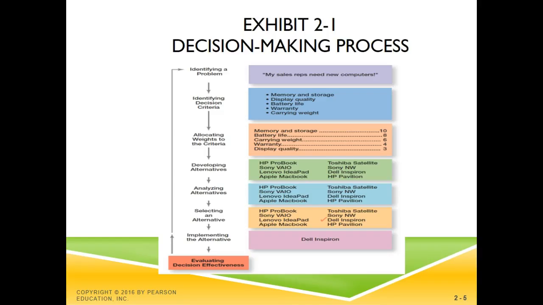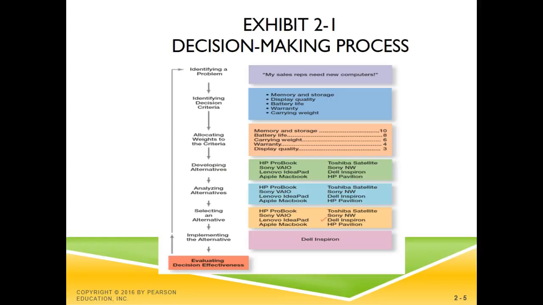And this slide depicts an effective decision-making process found in the textbook. First, you identify a problem, and next you're moving into identifying decision criteria. Next, you're going to go into allocating weights on the criteria. You're going to prioritize what's important, what is not. And then you're going to develop alternatives. Should I go this direction or should I go that direction?